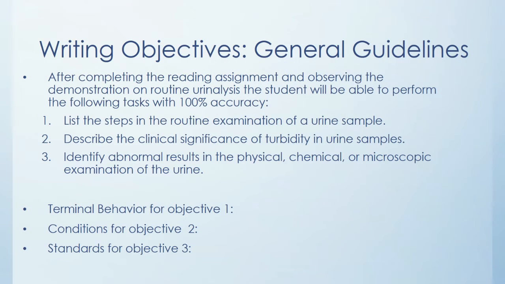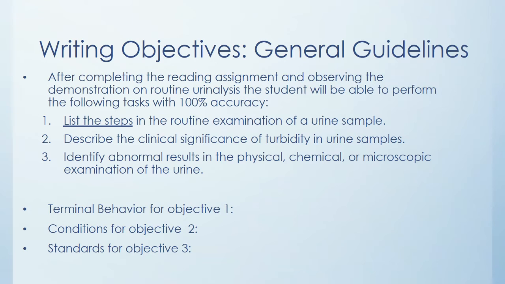Then we have another example of an objective. After completing the reading assignment and observing the demonstration on routine urinalysis, the student will be able to perform the following tasks with 100% accuracy. Then it has a list of steps in the routine examination, describe the clinical significance of turbidity, identify abnormal results in the physical, chemical, or microscopic examination.